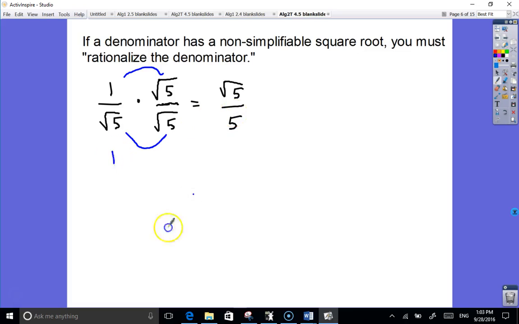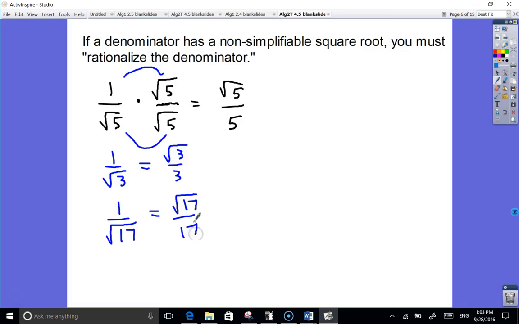What about if I had 1 over the square root of 3? What do you think that would look like with a rationalized denominator? It's the square root of 3 over 3. How about 1 over the square root of 17? The square root of 17 over 17. You know, you could take the step and actually multiply it by the square root of 17 over the square root of 17, but that's what it's going to look like. It's not a mystery. I mean, do you remember doing this?